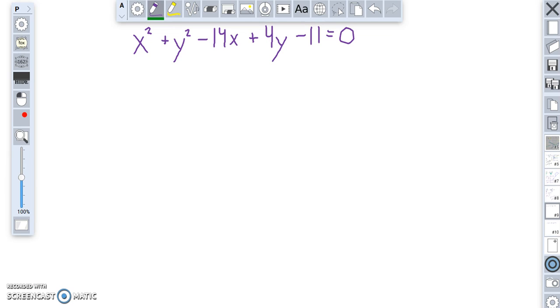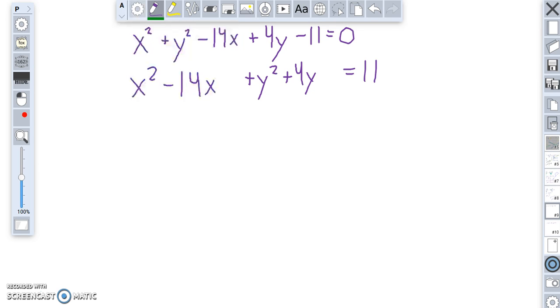So, completing the square. That means I'm going to put things together, form these trinomials that turn into the square of binomials. First step is I'm going to group together the x's, group together the y's, and get out of here, 11. We don't need you. Move it over to the other side.